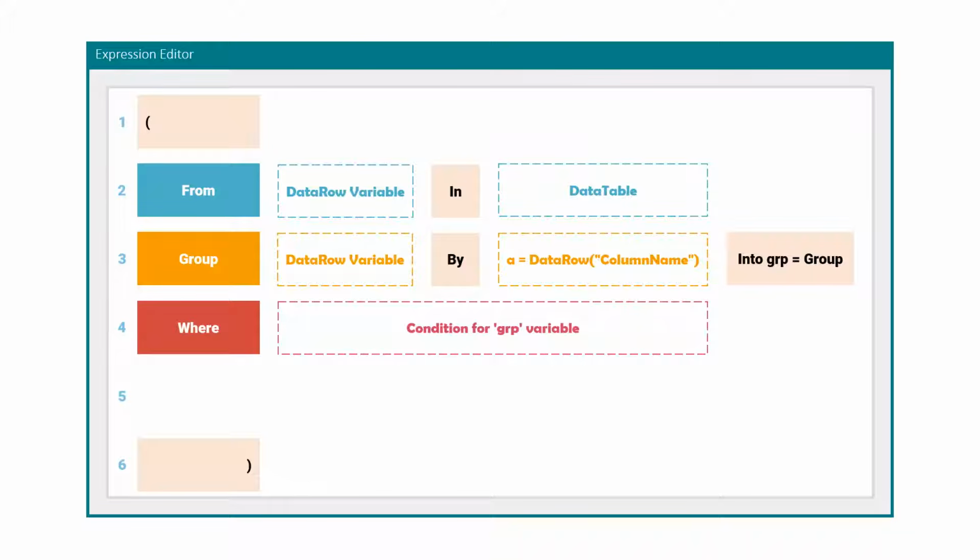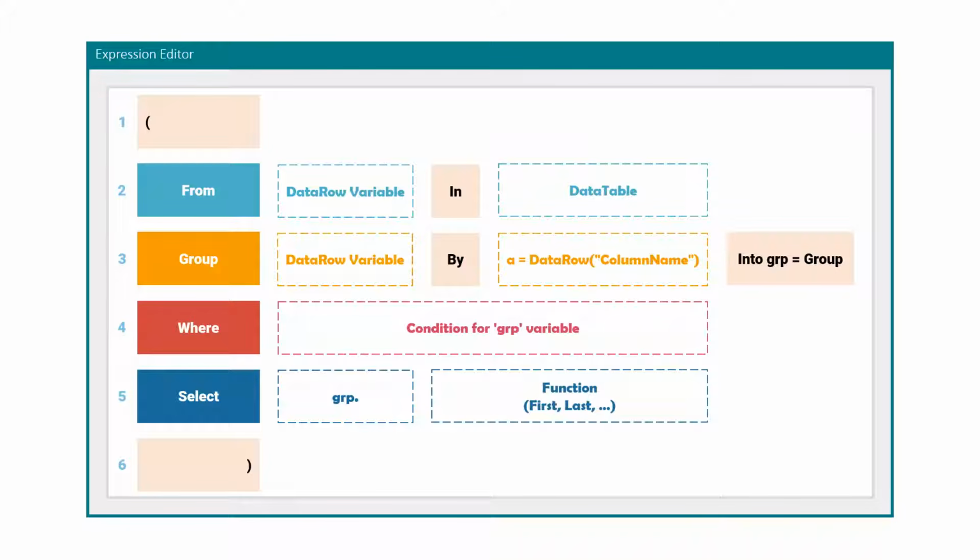The last statement is select. Here we select the data, which we grouped and marked before. To do that, we use the new variable for the group data and then a function. For example, first, to get the first item from the grouped data, or last, to get the last item from the group data. At the end after the brackets, we can set a function to convert the output to a certain data type. For example, to convert the output to DataTable, we use the function copy to DataTable. The query is now ready.